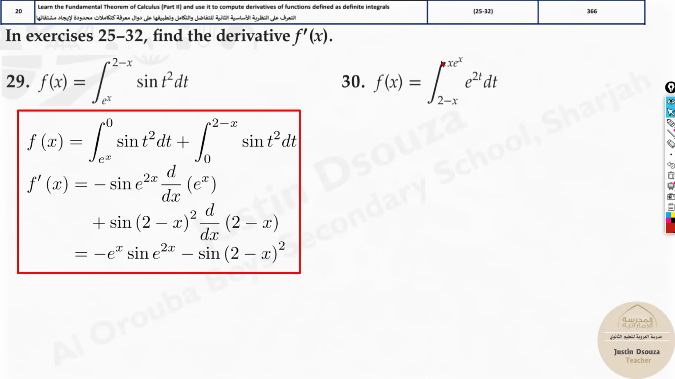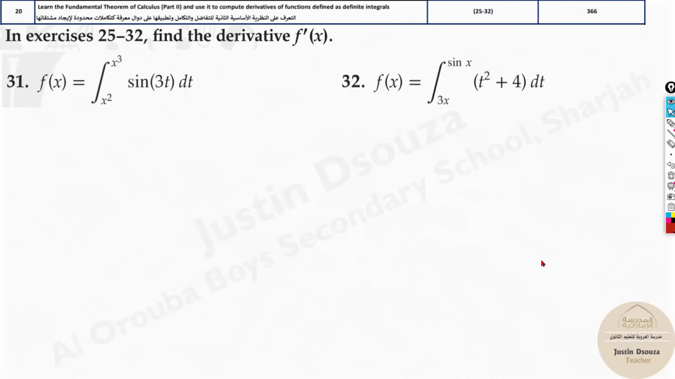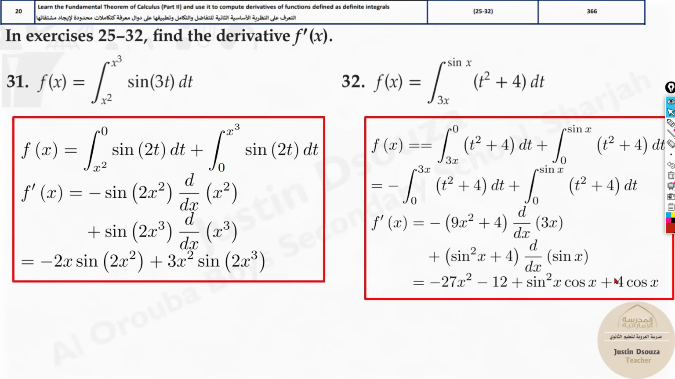Over here, please remember it'll be a product rule. Okay? Yeah, it's clearly mentioned over here. This product rule will be there. Why? Because you need to derive the second part, right? When you derive this, it'll be a product rule. Very simple. Please try these problems by yourselves. All these are worked out over here.